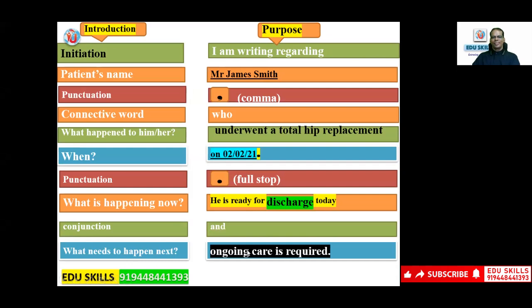What needs to happen next? Ongoing care is required. Okay, this is the second template if you want to use it. In the meantime, you can also write, as ISBAR said, Mr. James Smith, comma, 56-year-old, comma. Specifically, when you have written a date of birth in the reference line, then you can write the age here. Even if you don't write it, it will not be penalized, but sometimes it's easier for the reader if the age is mentioned over there. Okay, that's another way I'll explain to you.